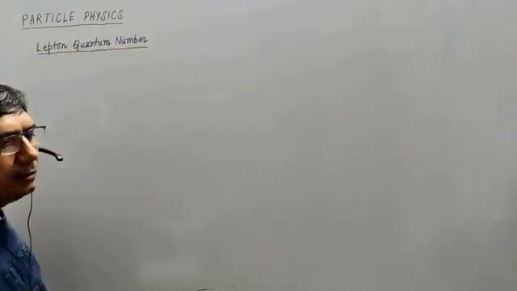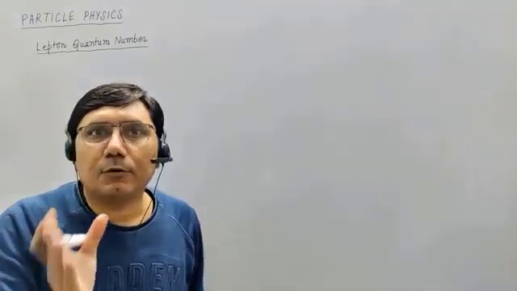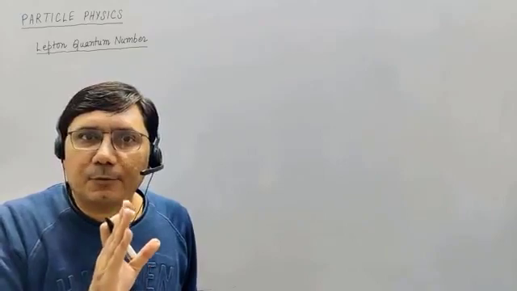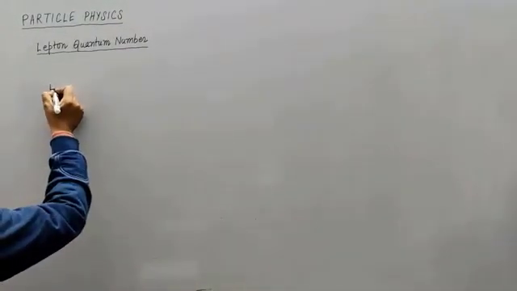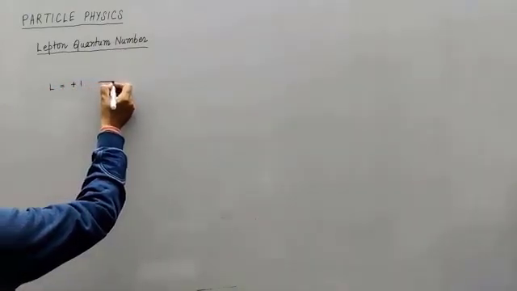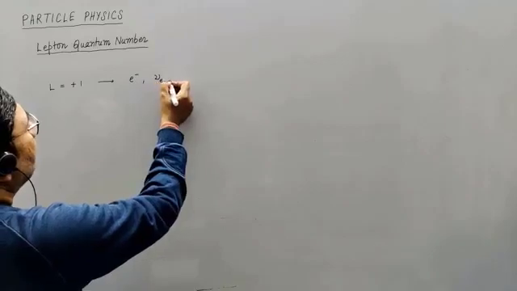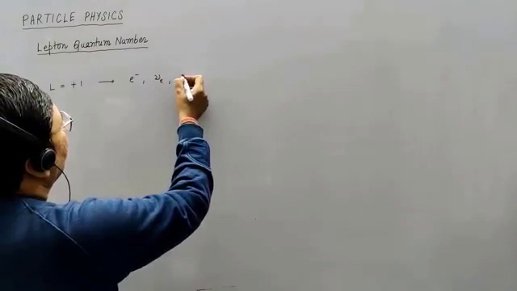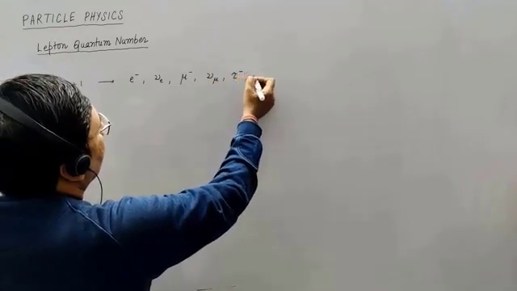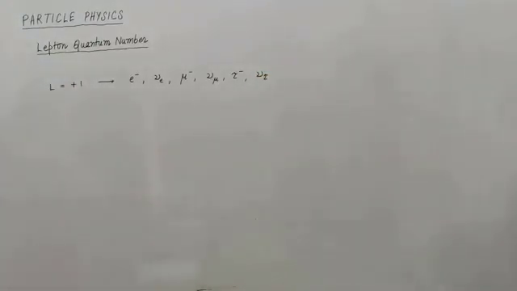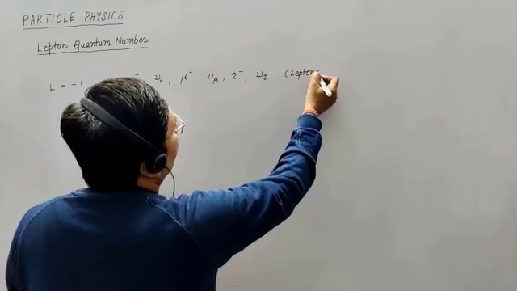This quantum number is used to differentiate leptons from other particles. If a particle is a lepton or antilepton, then for that particle, lepton number will be plus or minus 1. For other particles, lepton number will be 0. So lepton number can have 3 values. Lepton number can be plus 1. For which particles? This will be for electron, nu e, the electron neutrino, then muon, mu neutrino, tau particle, and nu tau. These are all leptons, so for these particles, lepton number will be plus 1.